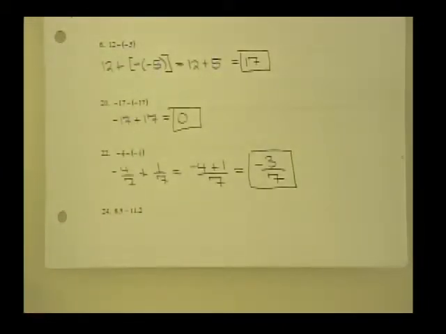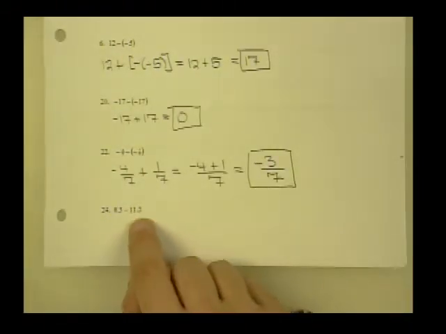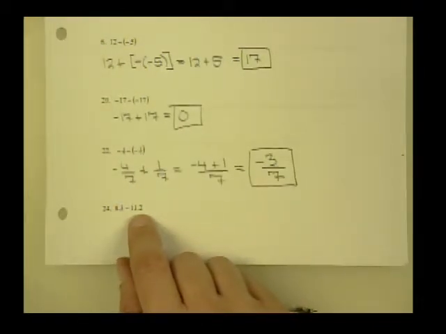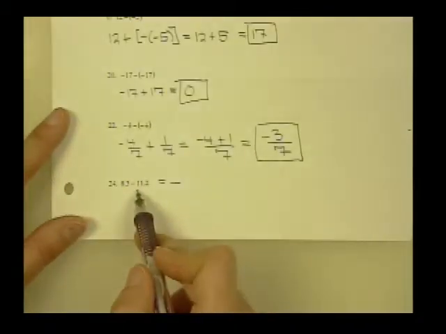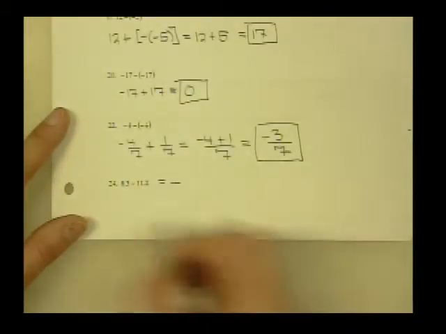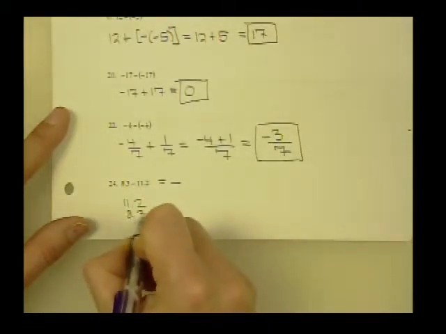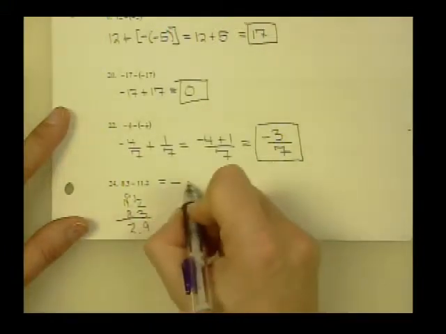Now 24, you can change it into an addition problem if you want, or you can think of, I had $8.3 and they took away 11.2 or $11.20. So overall, would you be up or down? You'd be down. And then you just have to subtract those. And is it 290? Yeah, 2.9.